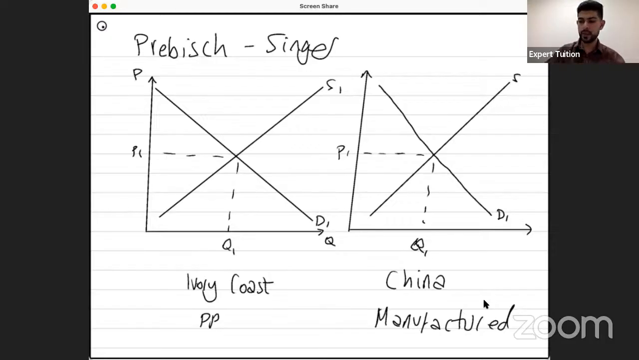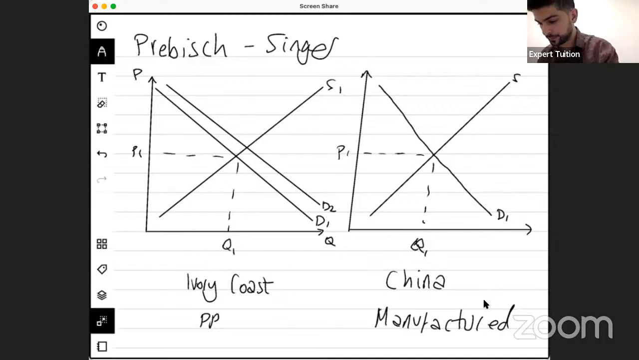It's not going to be a dramatic increase in demand. So we go, okay, let's do something like this. The demand for the Ivory Coast shifts out. Good for them. Actually, sorry, before that. Sorry, my brain is not working. Right, let's go back a second. Just to make this easier for you to understand.